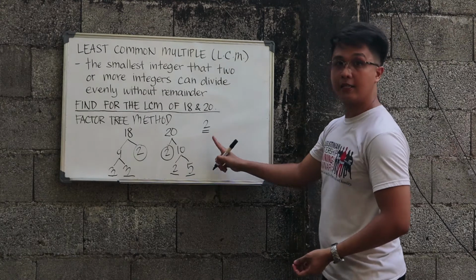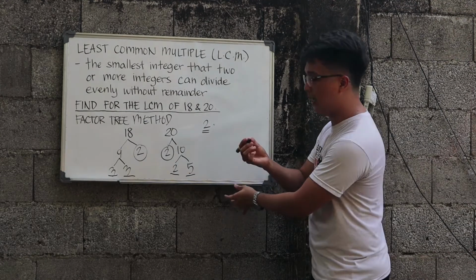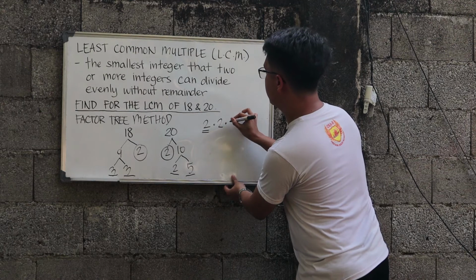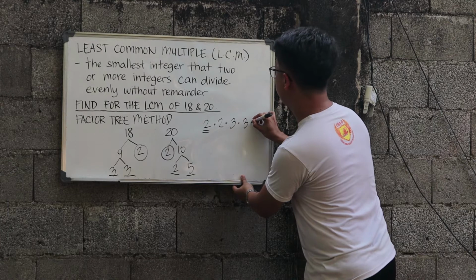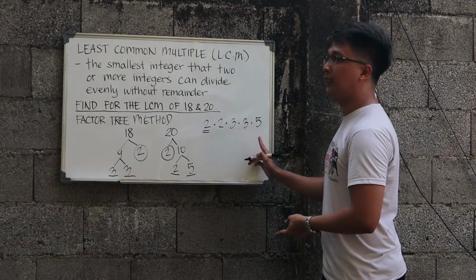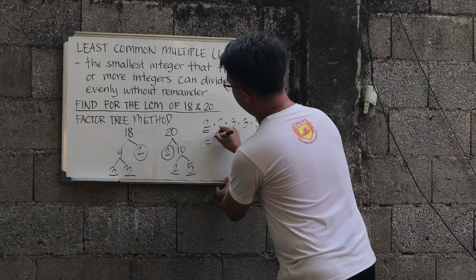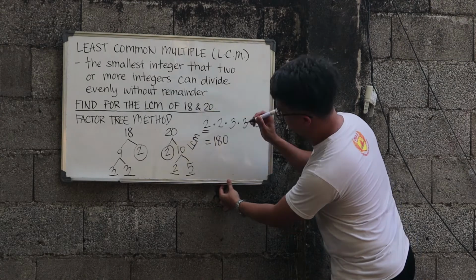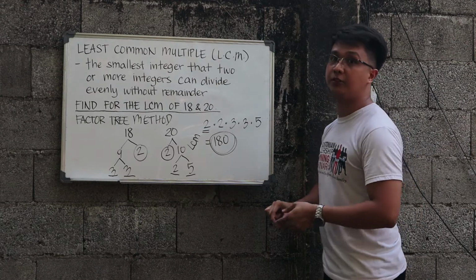So we're going to multiply that with our common 2. 2 times 2 times 3 times 3 times 5. So we multiply the common with the non-common ones, without repeating. So 2 times 2 times 3 times 3 times 5 is 180. Your LCM is 180, and that is the factor tree method.